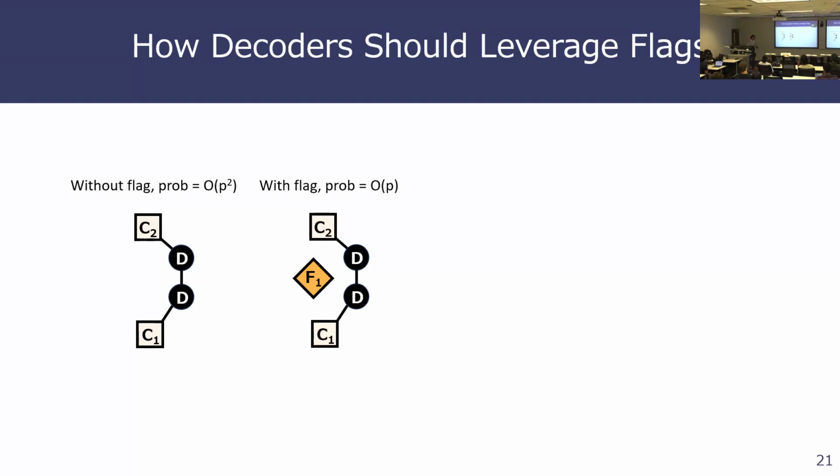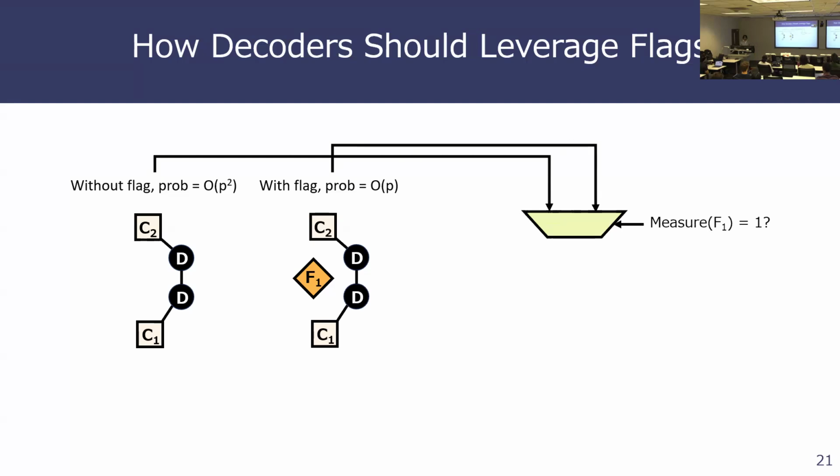Just 2 errors happening is just going to have a probability of p squared, where p is my error rate. If I have a flag, then I know a single error has occurred, a single CNOT error, and I know the probability of this error is about p. So when I have a flag, I should ideally correct for my propagation error like this.